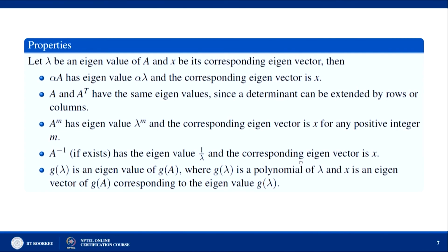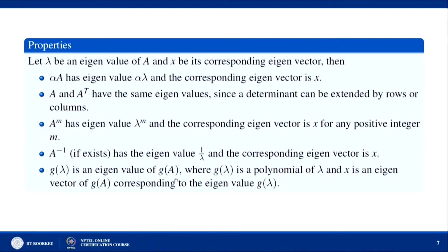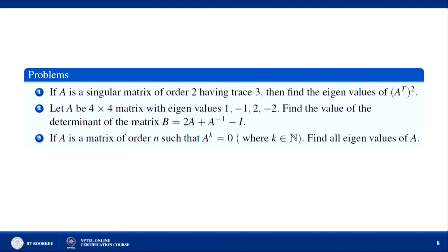And if lambda is an eigenvalue of A, where g(lambda) is a polynomial of lambda, then x is an eigenvector of g(A) corresponding to eigenvalue g(lambda). That is very easy to show again, because the third property itself states that if g(lambda) is a polynomial of lambda, then g(lambda) is an eigenvalue of g(A). Now let us discuss a few problems quickly.